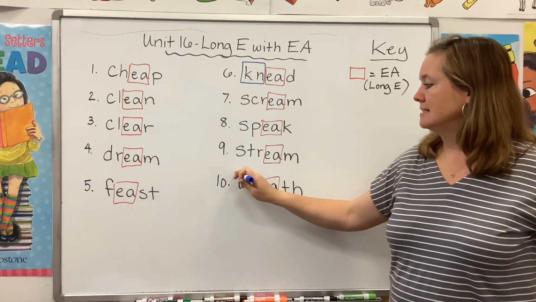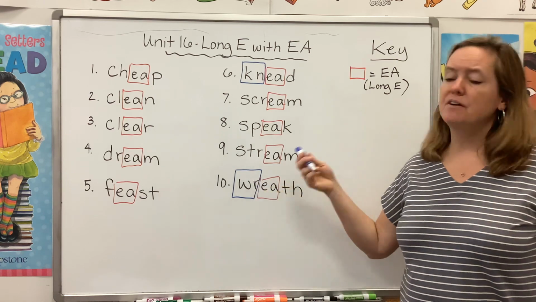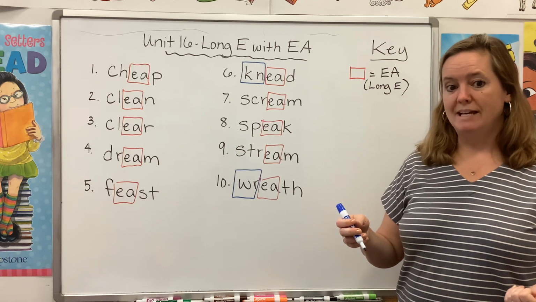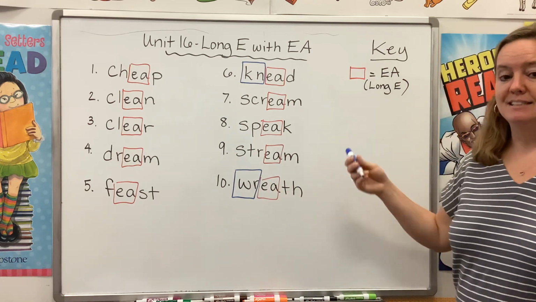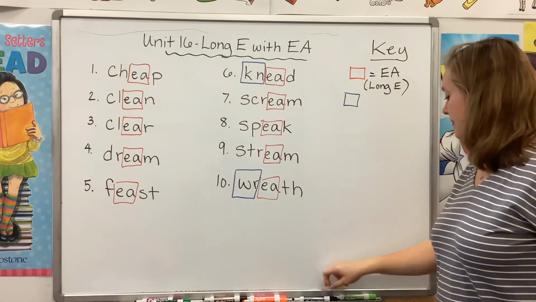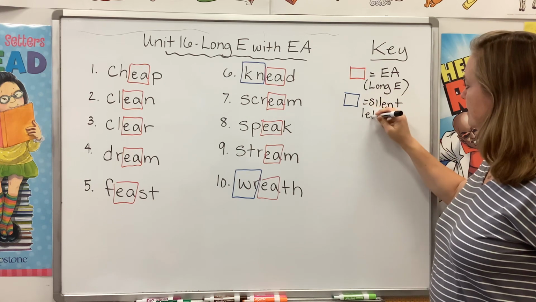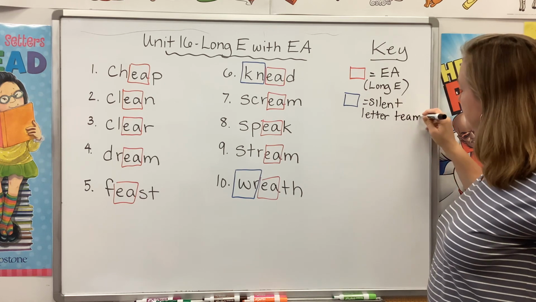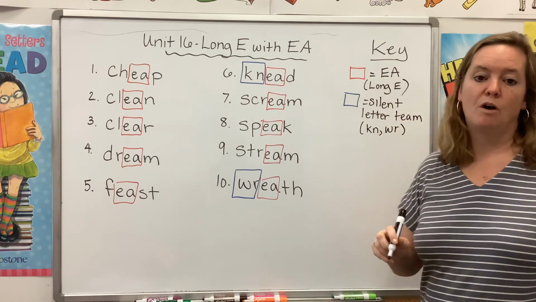We also see a silent letter pair in the word wreath. This is another very common team that we see at the beginning of a word in words like write or wrap. The W is silent, the R is spoken. So over here, blue box equals silent letter team. And the teams are KN and WR.